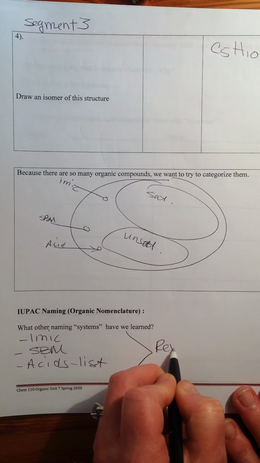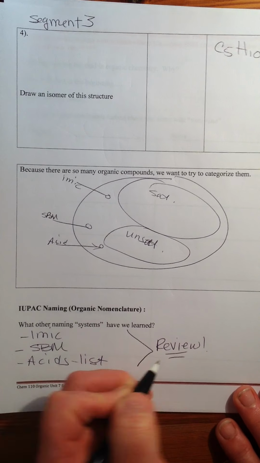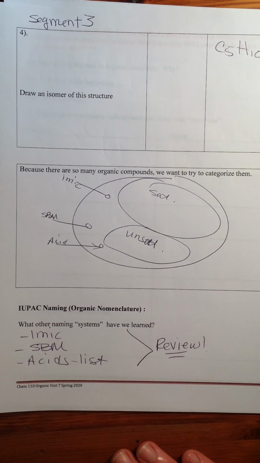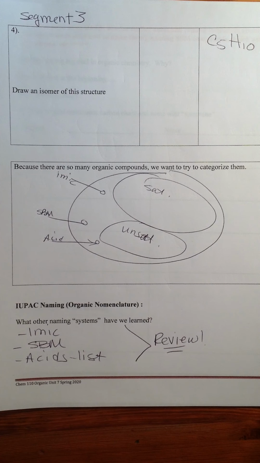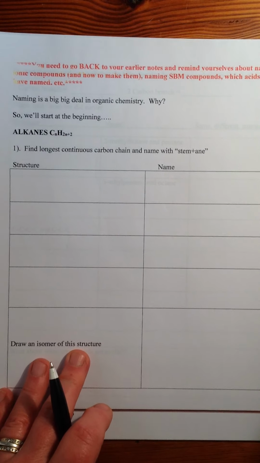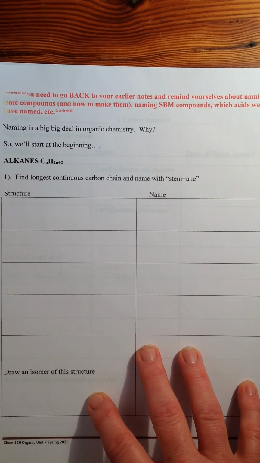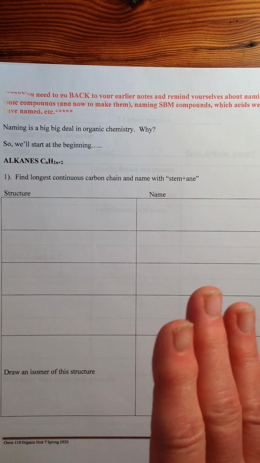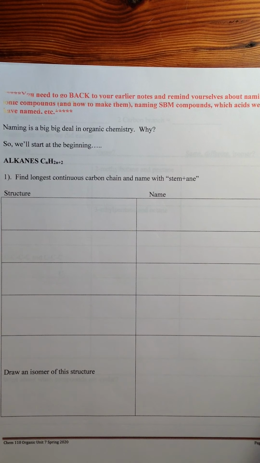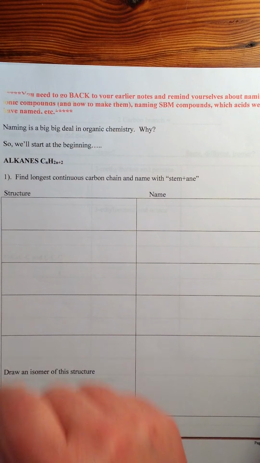So you need to review this because this is going to be part of your exam 7. At the very least, you need to finish a chemistry course being able to name the different substances. So this is my reminder here. You need to go back to your earlier notes and remind yourself about this whole process. So I'm going to leave you with, why is this such a big deal?